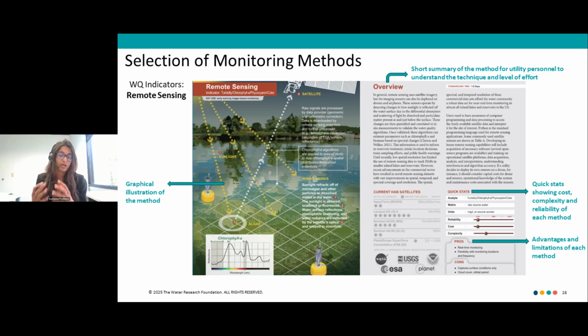Basically, these sensors measure sunlight being reflected from the water body based on differential absorption and scattering of light, depending on the particulate and dissolved matter present in the water body. The technique can look at various parameters like turbidity, chlorophyll A, phycocyanin, color, and cell density in some cases. And you can see that we have a lot of information on the card, so I'll walk you through each of these components real quick. The first thing being the graphical illustration of the method itself on one side of the card. Huge kudos to Hazen Graphics team on this.